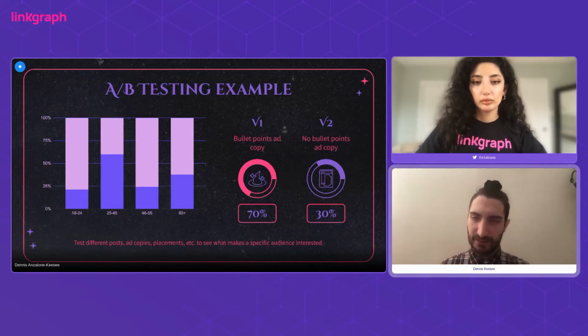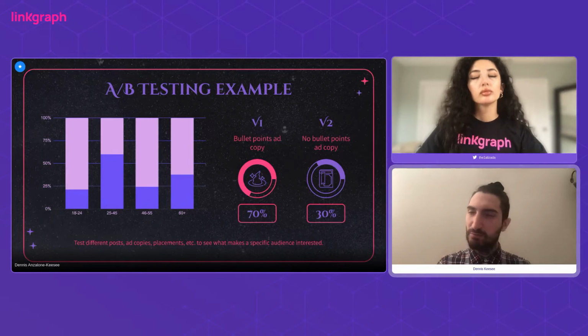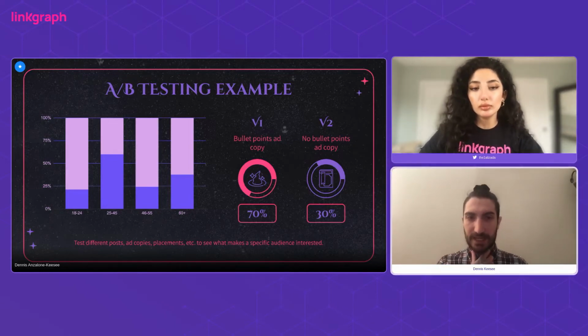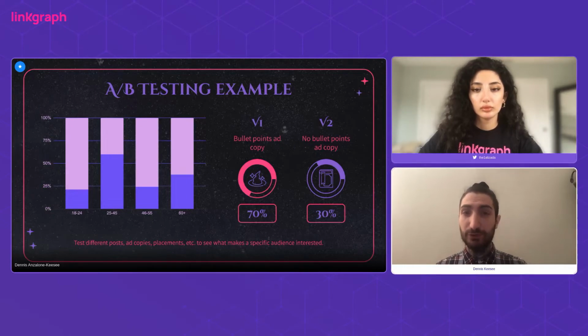Test a different creative, test a different messaging, test something else. It's very important also, when you do A/B testing, to test one element at a time.